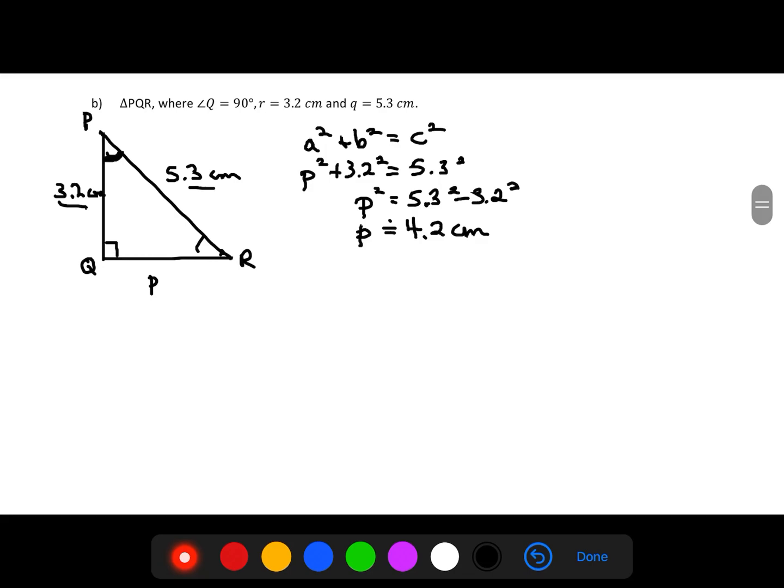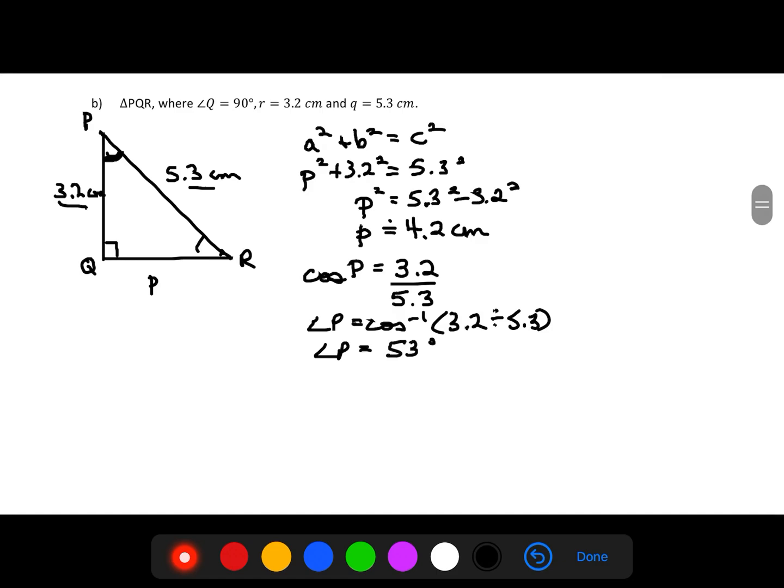Angle P. So if we want to use angle P to start with, again, concentrating on our given information, we know that we have our adjacent and our hypotenuse, so we're going to use cos of angle P. We know that it's 3.2 divided by 5.3, and we're going to find angle P by doing our inverse cos of 3.2 divided by 5.3, which means that angle P has to be 53 degrees. Again, rounded to the nearest degree.